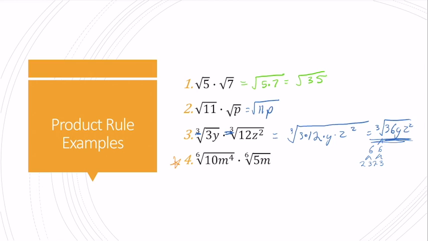Last but not least, let's take a look at problem 4 over here. So if I have the sixth root of 10m to the fourth and the sixth root of 5m, I'm going to multiply together what's under these radicals. So I'm going to have 5 times 10, which is 50, and m to the fourth times m, which is going to give me, remember our exponent rules, m to the fifth. It's important that I make sure, since I was taking the sixth root, the 6 carries over into my answer.